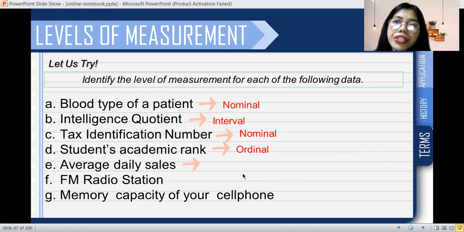And for the average daily sales, this is a ratio. Why ratio? Because our 0 here can mean there is none.